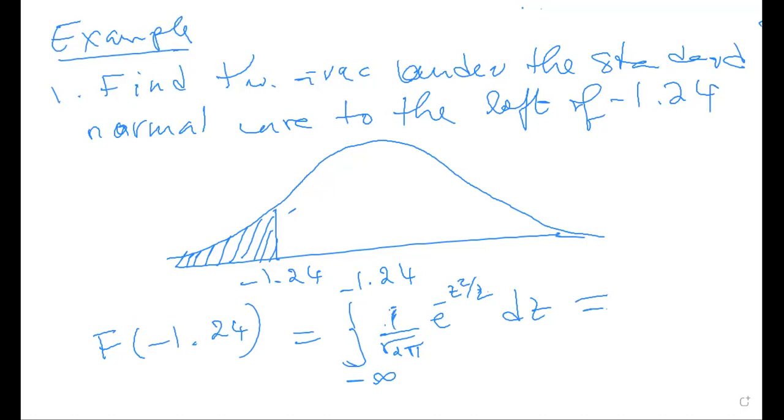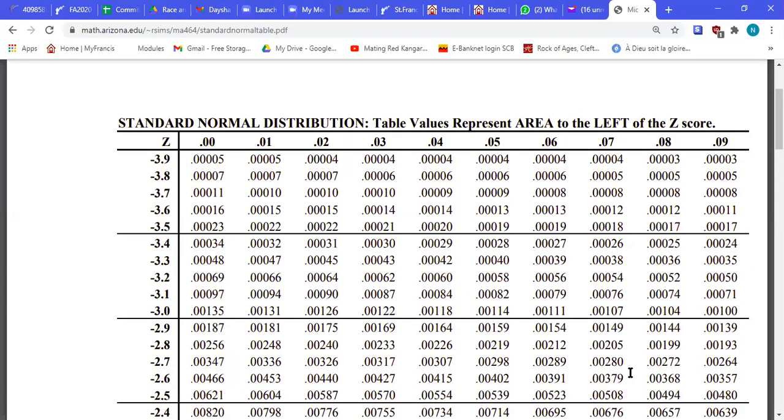This standard deviation, standard normal... standard normal distribution table. On Google, you can find a lot of standard normal distribution calculators. So this is a standard normal distribution table. And we want to find the probability that Z, the area to the left of negative 1.24.